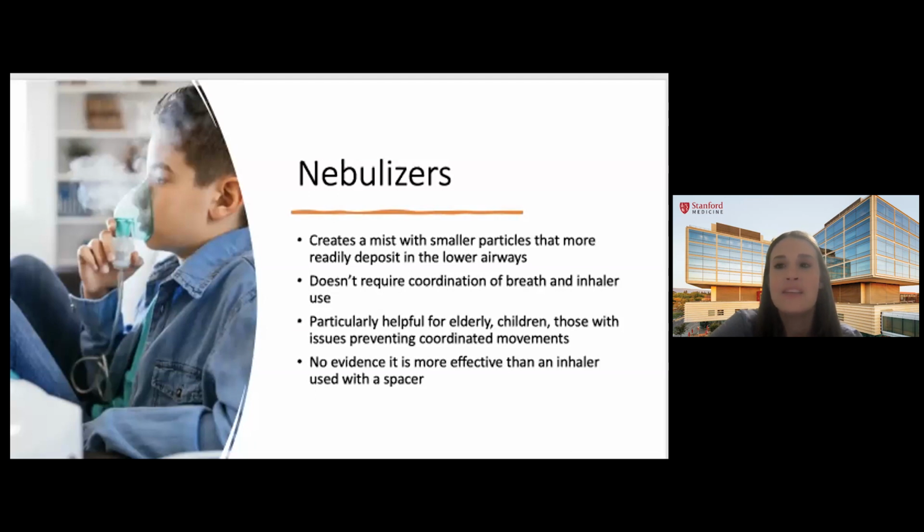But at the end of the day, there is no evidence it's more effective than an inhaler used with a spacer. But for my patients who do end up going to the ED or urgent care to get nebulizer treatments more than once a year or so for asthma attacks, I will prescribe it for them. So they have it, more so that they can avoid going to the urgent care or ED or getting hospitalized.